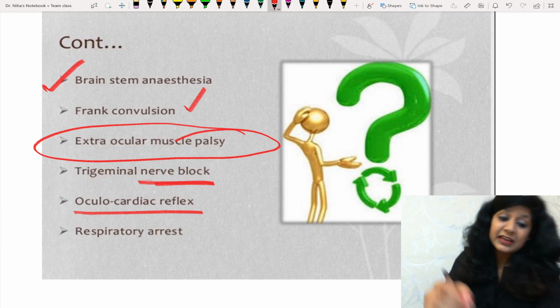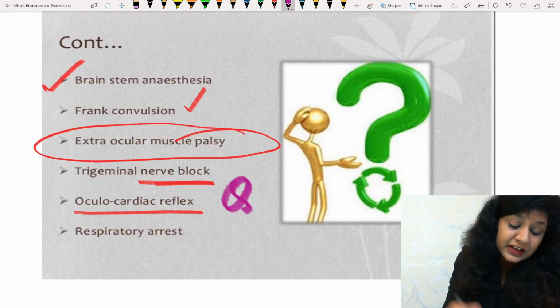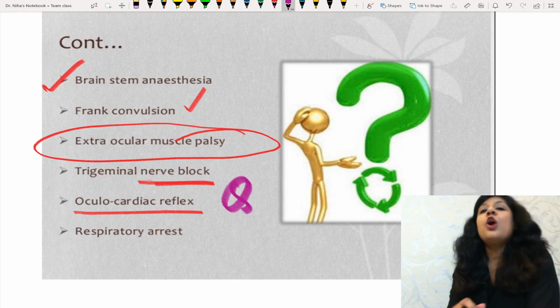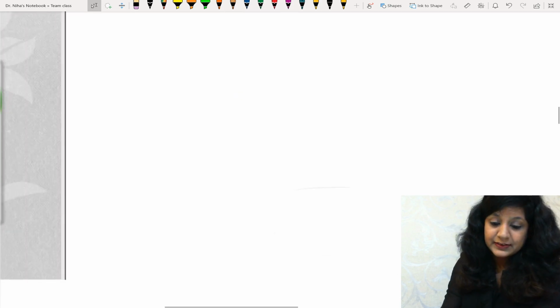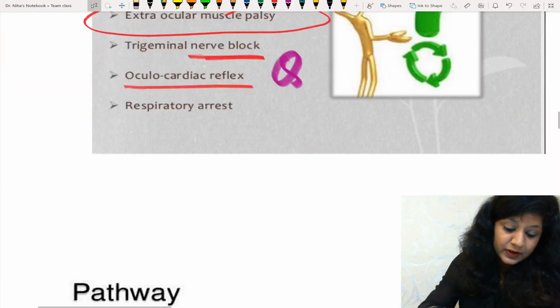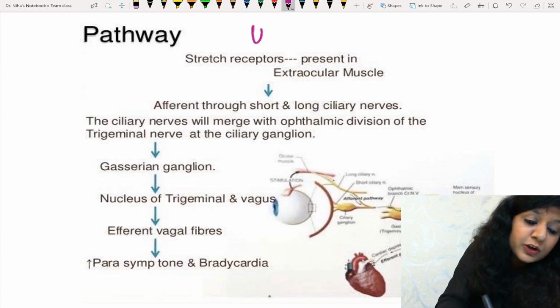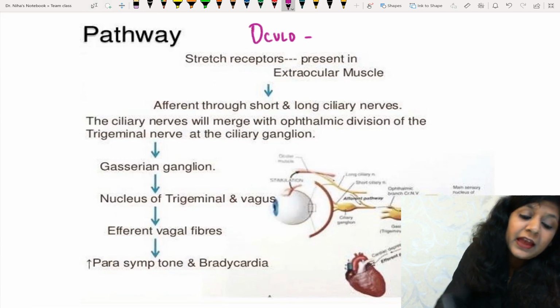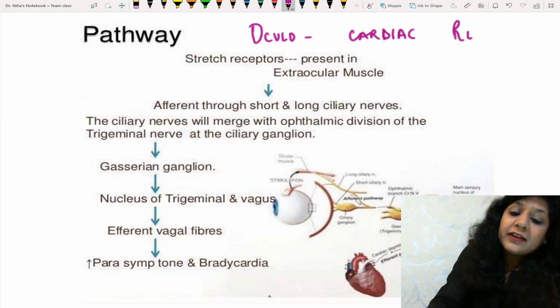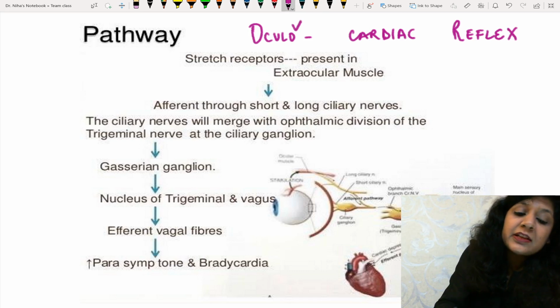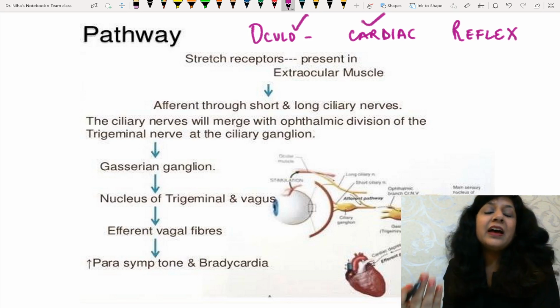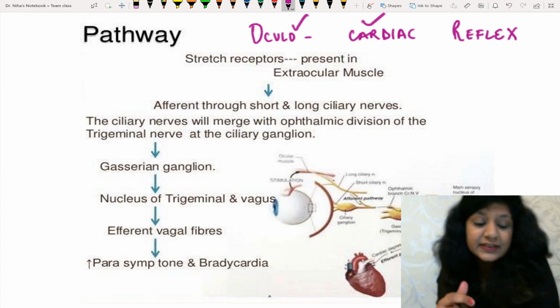Now this is again important, and many people have asked me what this oculocardiac reflex is. So let us try to see what the oculocardiac reflex is. See, its name is oculo and cardiac, right? It is the oculocardiac reflex. So this is the relation between the eye and the heart. Let us see how this is taking place.